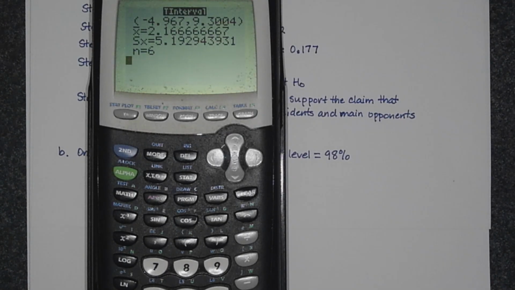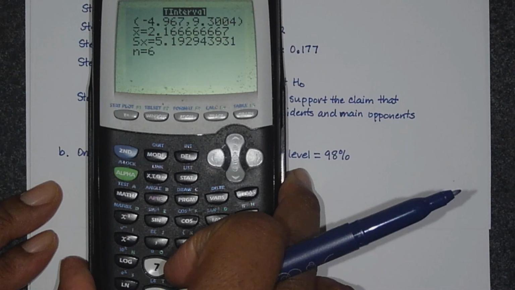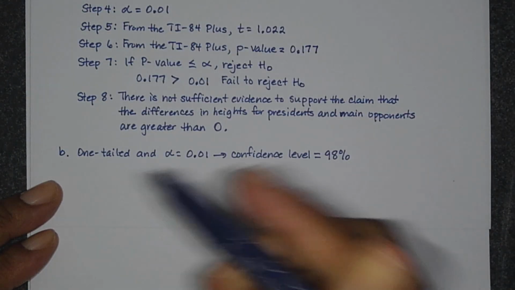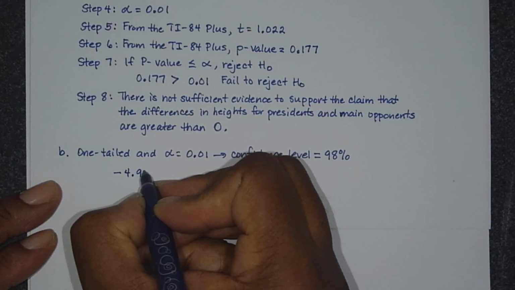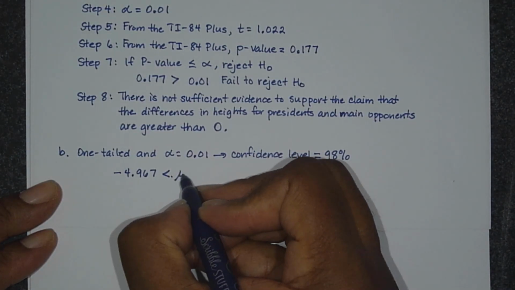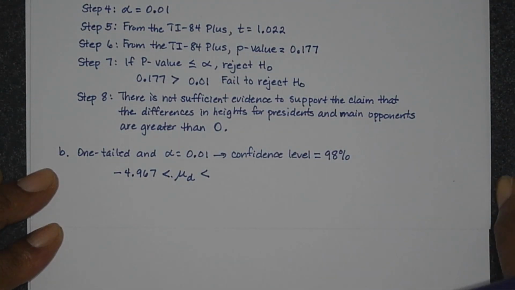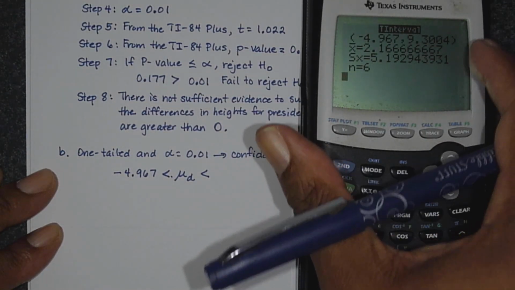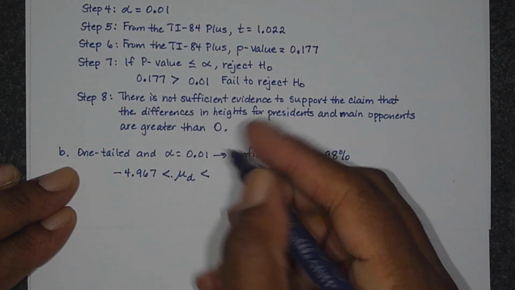So here we have my lower limit, negative 4.967, and I'm doing this to 3 decimal places. That's going to be less than mu sub d, and that's going to be less than, to 3 decimal places, 9.300.